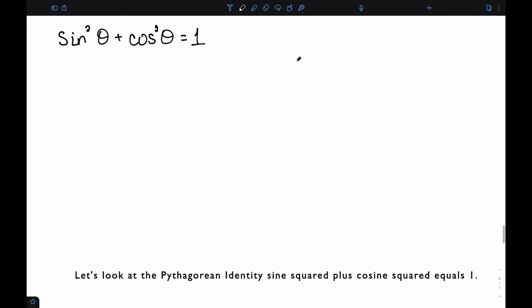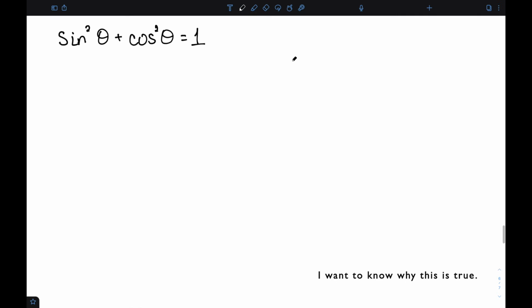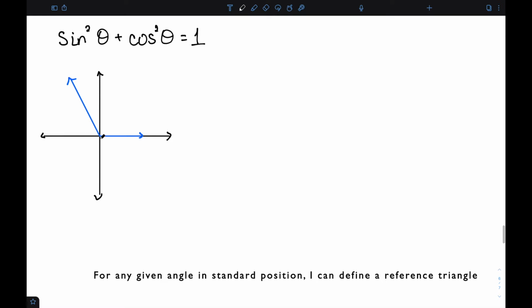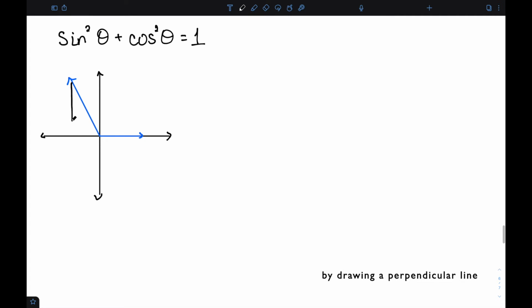Let's look at the Pythagorean identity sine squared plus cosine squared equal to 1. I want to know why this is true. For any given angle in standard position, I can define a reference triangle by drawing a perpendicular line from the terminal side to the x-axis.